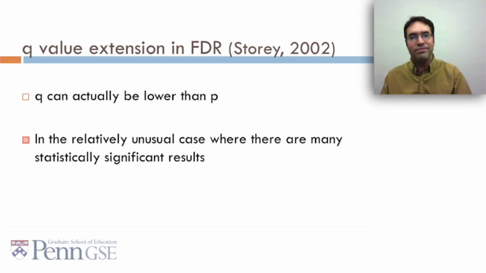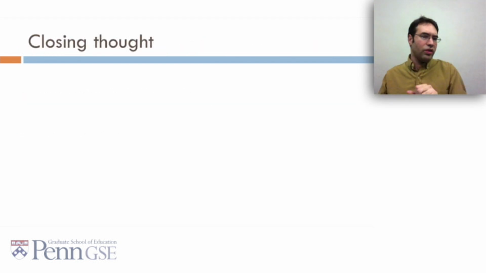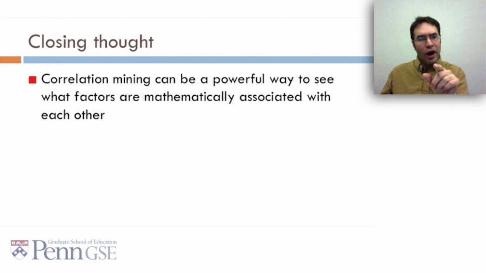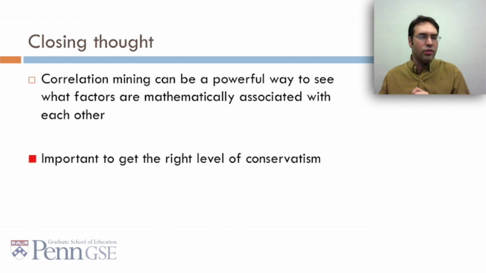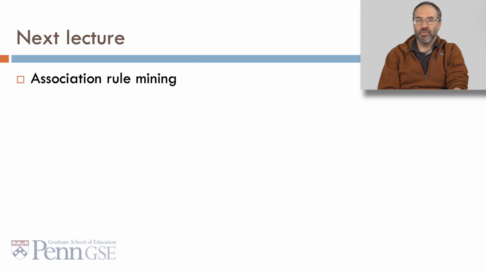This is in R. So, a closing thought. Correlation mining can be a powerful way to see what factors are mathematically associated with each other. But it's important to get the right level of conservatism. If you're too conservative, you throw out everything. If you're not conservative enough, you accept junk. So that wraps up correlation mining. In our next lecture, we'll discuss association rule mining.